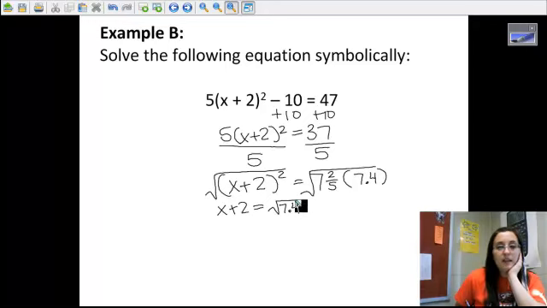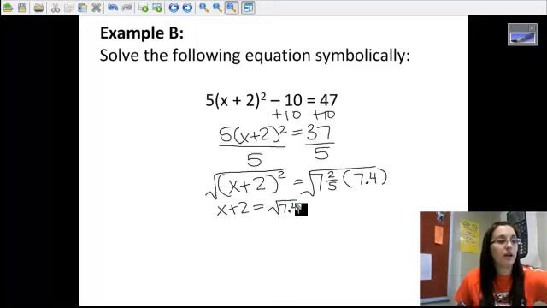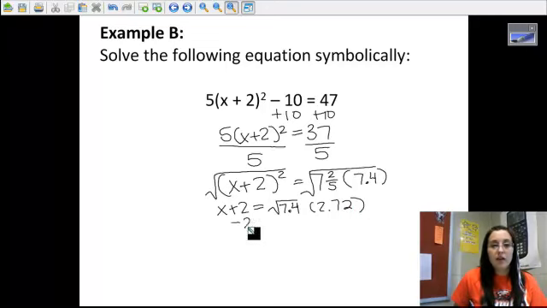You could calculate this out if you wanted to. I'll grab my calculator here. It gives me about 2.72. Then I subtract 2 from each side, and I get that x equals approximately 0.72.